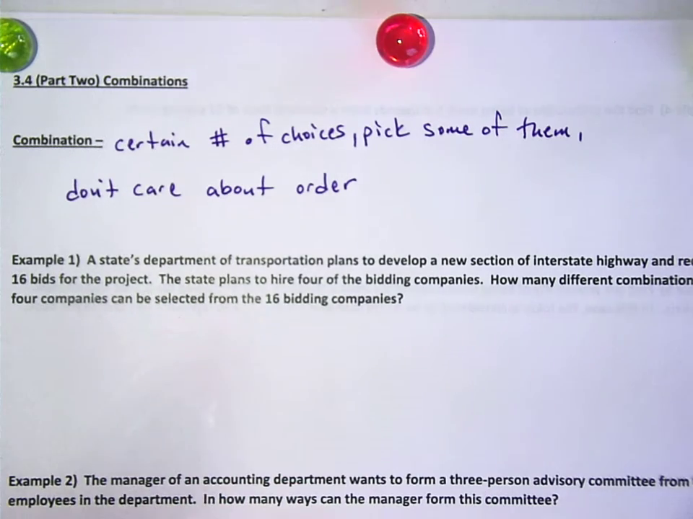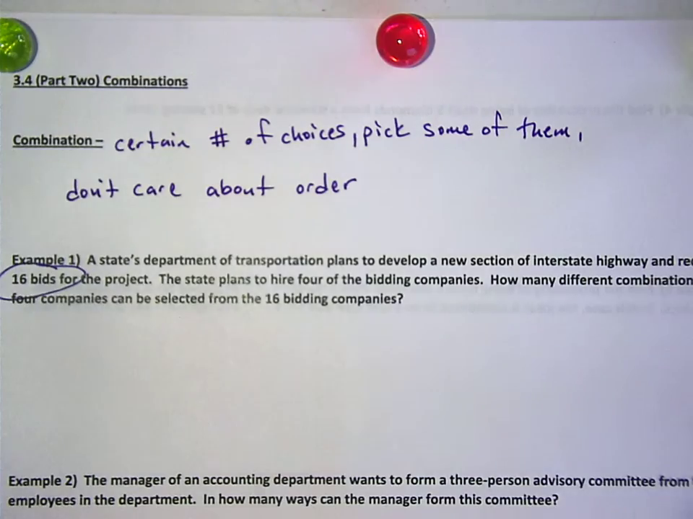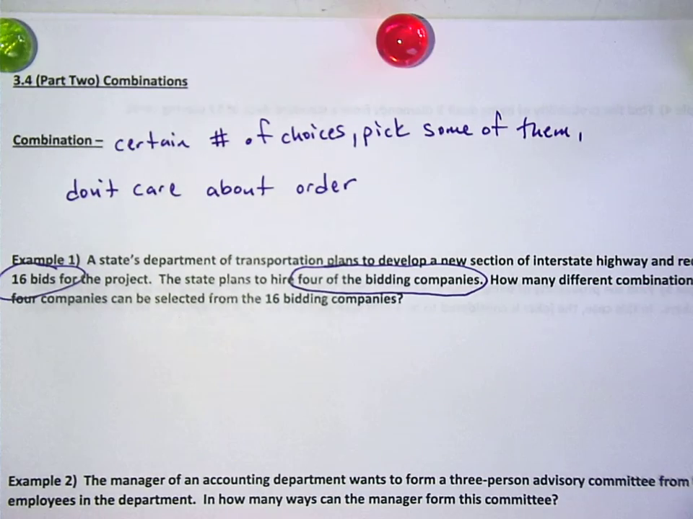So the State Department of Transportation plans to develop a new section of interstate highway and receive 16 bids for the project. The state plans to hire 4 of the bidding companies. How many different combinations of 4 companies can be selected from the 16 bidding companies? So, does order matter here? We've got 16 companies, we need to pick 4 of them. Does it matter which one's first, which one's second, which one's third or fourth? No, that's why this is a combination and not a permutation.